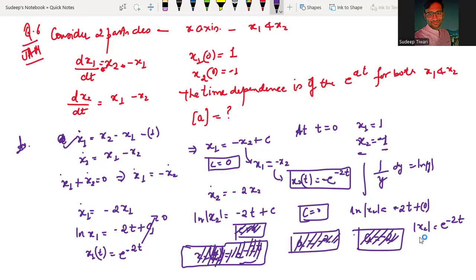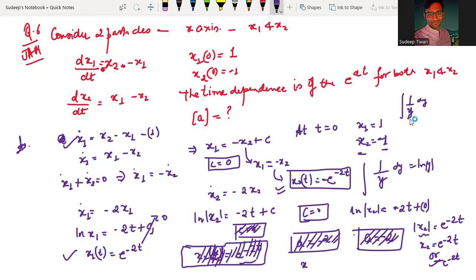Now, we already know that in general, remember that x2 can be both positive and negative. So it can give you both answers, e to the power minus 2t and minus e raised to the power minus 2t. But according to our convention, that is x2(t) should be equal to minus of x1, so this is acceptable. Please remember, there are times when you make this mistake.